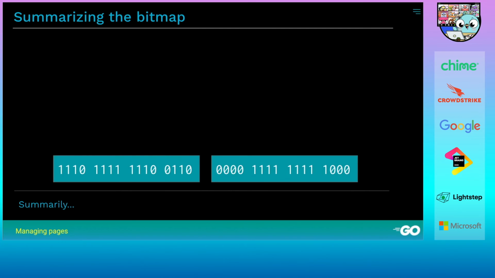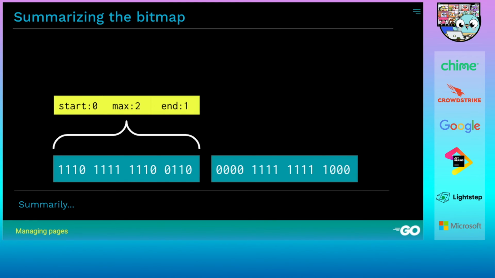The main idea here is to summarize chunks of the bitmap. This is useful in and of itself for skipping large swaths of in-use address space. So let me demonstrate the summary scheme. Each bitmap chunk is given 3 numbers: start, max, and end. Start is the number of free pages on the left side, end is the number of free pages on the right side, and max is the largest block of contiguous free pages in the bitmap. So hence the summary we see here.